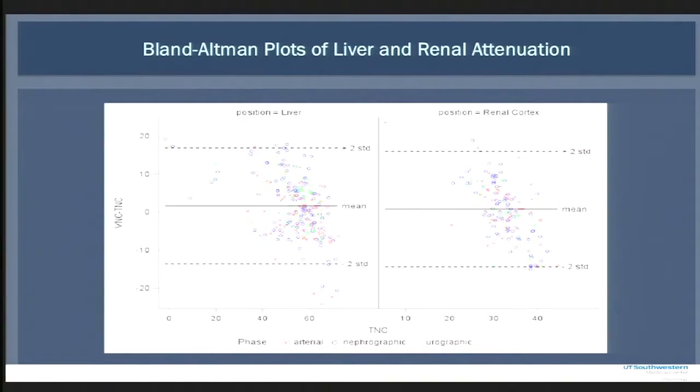Most of the data points fall within the 2 standard deviation lines of the mean. What to note in the liver is that at low attenuations, the liver attenuation is overestimated. We think that this is due to hepatic steatosis, and there's an error in the algorithm. In the kidney, we don't see this effect. We don't expect to see a lot of fat in the kidney cortex. And this data includes the arterial, nephrographic, and urographic phase images.